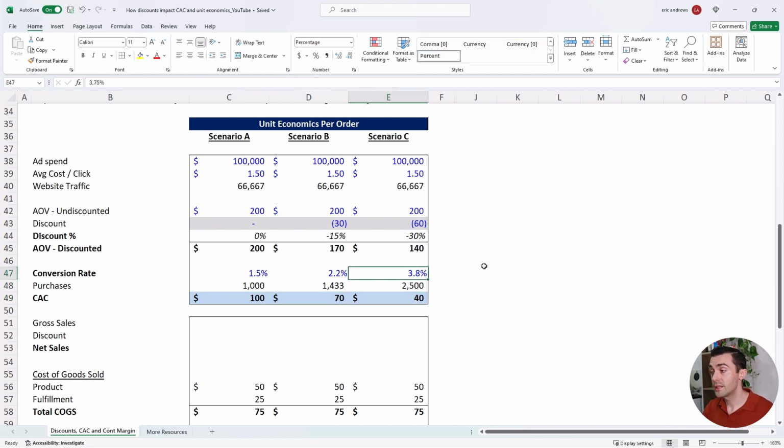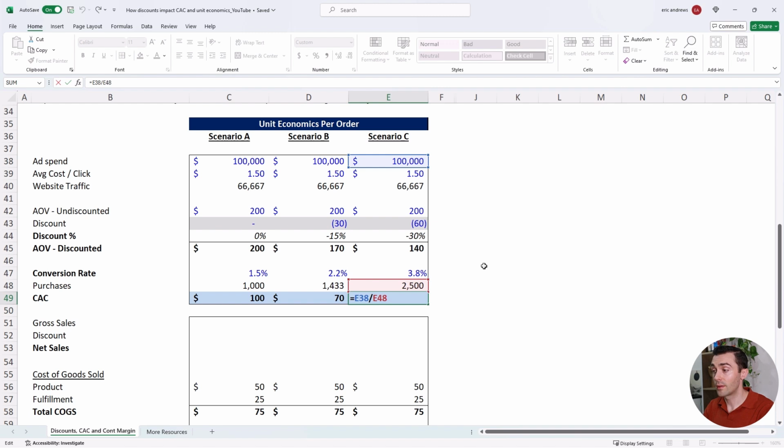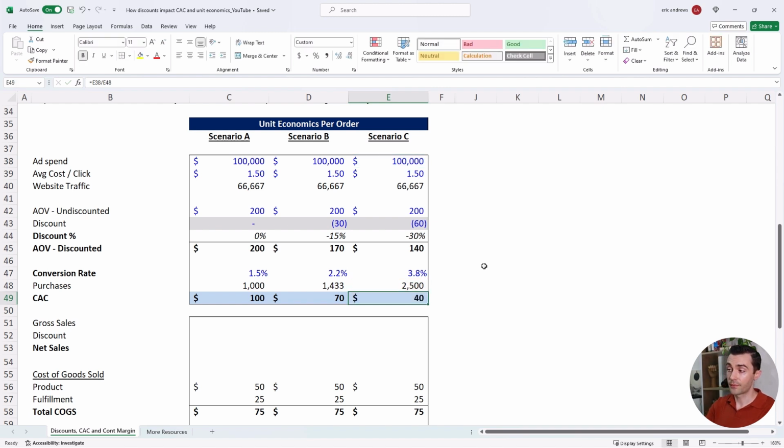And in scenario C, we're now offering a $60 discount, which is, for this brand, let's say, a very large discount, maybe a discount that we've never offered before. And so we are saying that the conversion rate jumps to 3.8%. And so what that means is that, again, off the same $100,000 investment in ad spend, we now convert 2,500 people. And so that brings our CAC to 40.